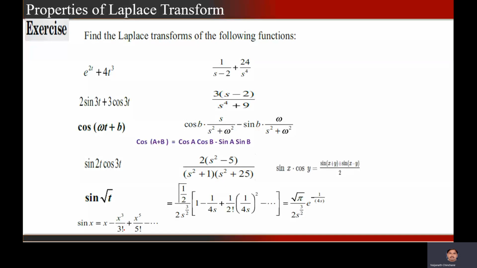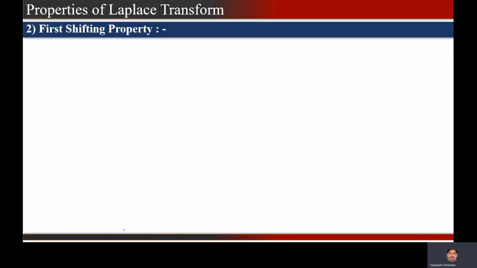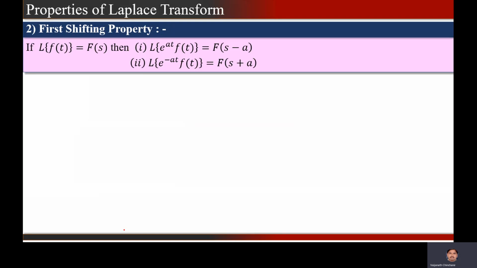Okay, student. So now we see the next article, that is the first shifting property of Laplace transform. So see student, the statement of the first shifting property. If L of f of t is equal to F of s, then L of e raised to at f of t is equal to F of s minus a, and second, L of e raised to minus at f of t is equal to F of s plus a.